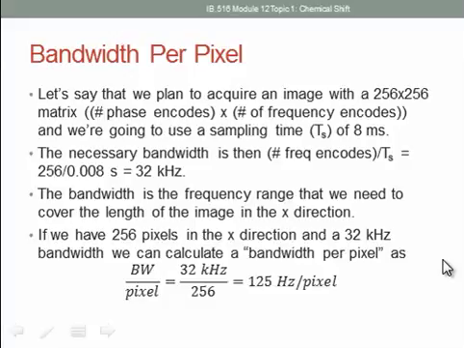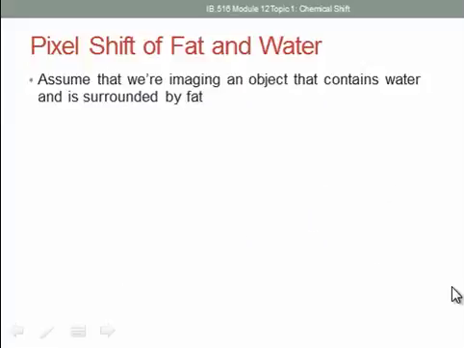So if we have 256 pixels in the x direction, and we have that 32 kilohertz bandwidth, then we can calculate a bandwidth per pixel as 32 kilohertz divided by 256, which is 125 hertz per pixel. So you see this frequency now is close to, at 1.5 Tesla, our chemical shift for fat. Okay, so you can start to get a feel for why this parameter is important.